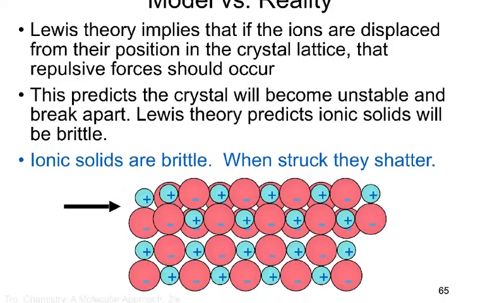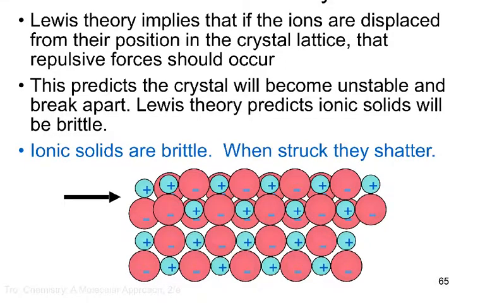If we displace ions, then we should get some repulsive forces, which should allow them to break apart. The word for that is brittle. And if you imagine taking a piece of salt and hitting it with a hammer, it shatters. The reason is that it shifts so that two positive charges are next to each other and negative charges are next to each other. So that's going to break apart along this plane because same forces repel each other.